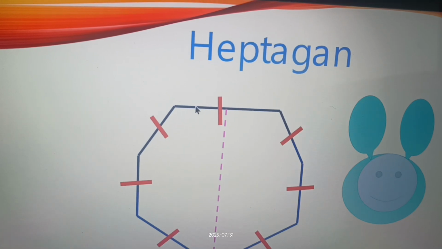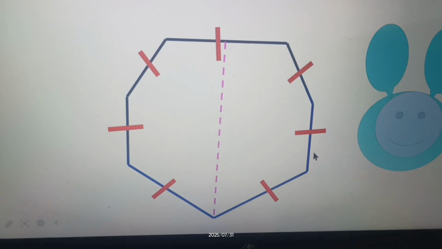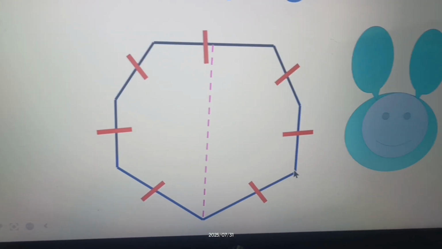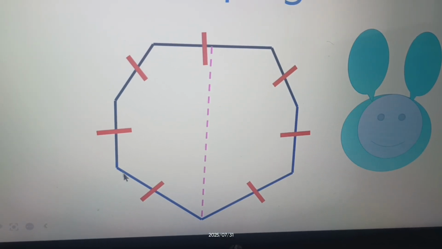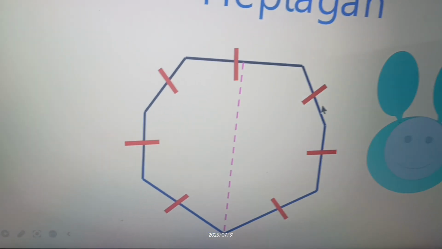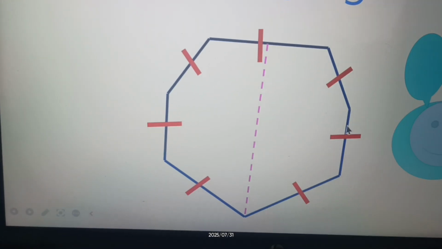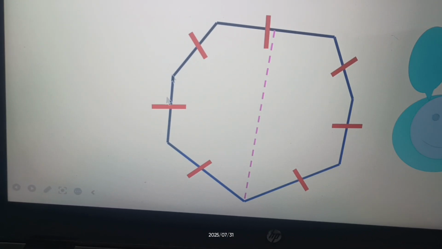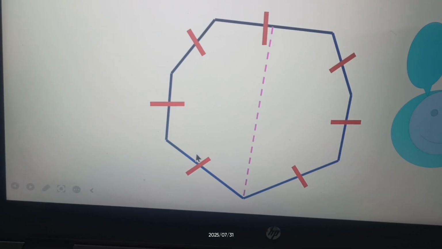lines symmetrically in top part. In bottom part you have to draw 4 lines. Vertical line, this line and other 2 lines. Then you can draw this easily symmetrically. 3 in top part and 4 in bottom part. Remember to draw this symmetrically. 3 lines in top part and 4 lines in bottom part.